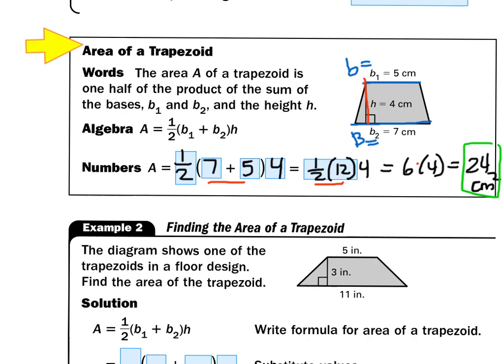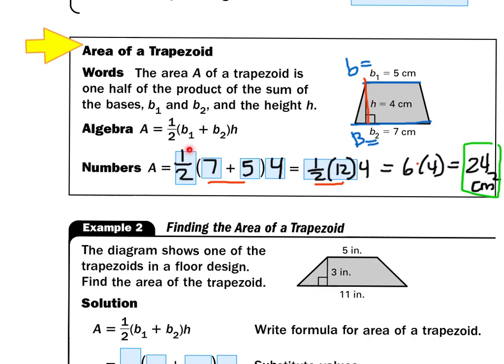So the big base is 7 centimeters, the little base is 5 centimeters, and remember, look for that right angle symbol so we can see the height. The height is 4 centimeters. And now I just use the formula. Area is the average of the bases, so big base plus little base divided by 2, times the height. So I just substituted the values in.